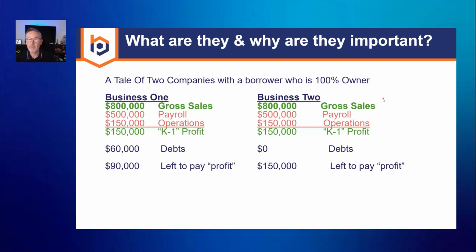So that 150 is my K1 profit, because we're talking about partnerships and 1120Ss. This does apply to 1120s as well, but they have a little different way of paying, so we're not going to be covering that in today's webinar. We're only going to be talking about it in the K1 format. So I got 150 grand.